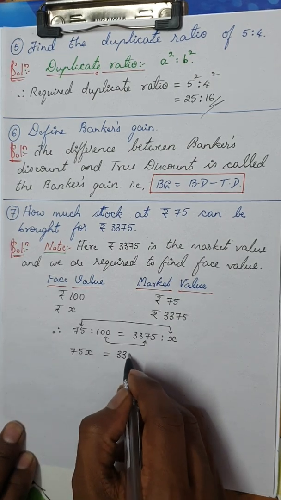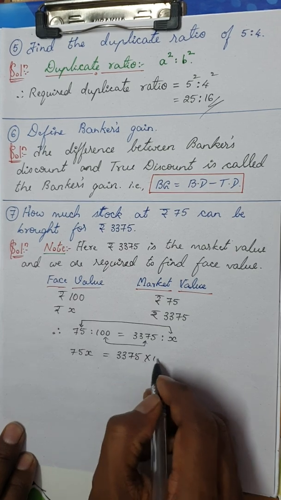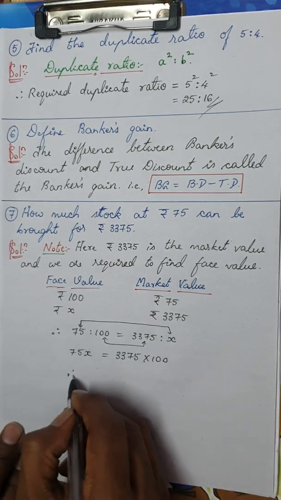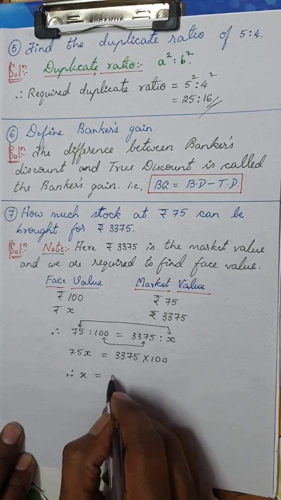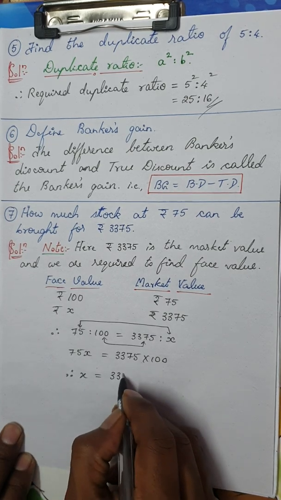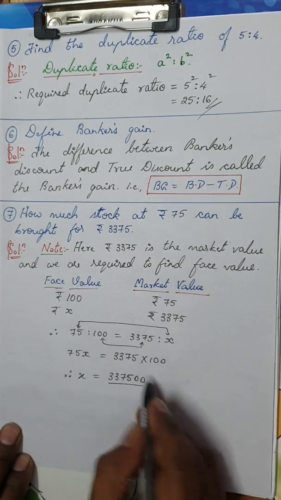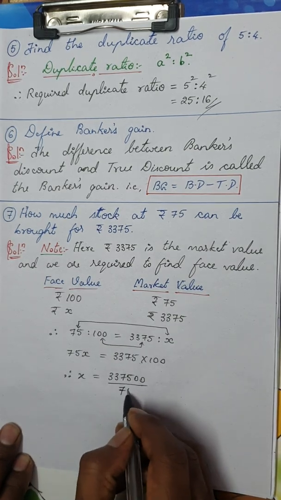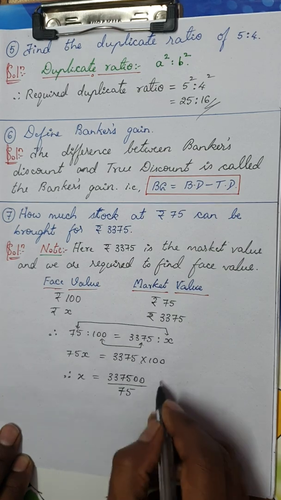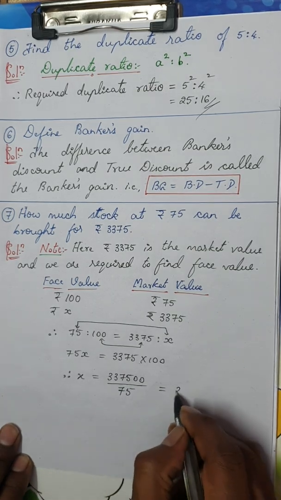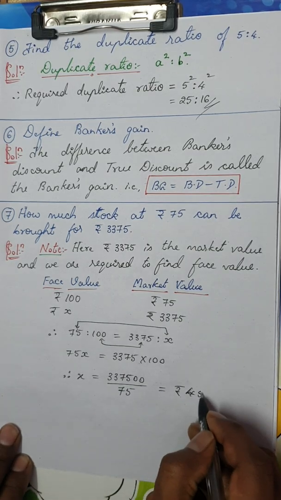This is nothing but 3375 into 100. Therefore, x would be nothing but 337500 if you multiply, divided by 75. So you will get that is equal to rupees 4500.